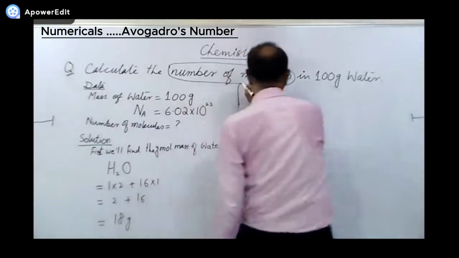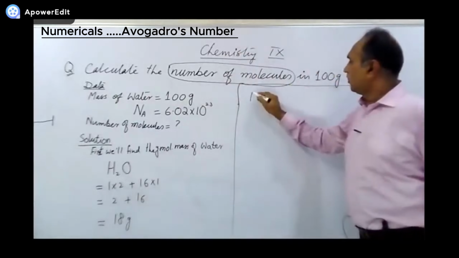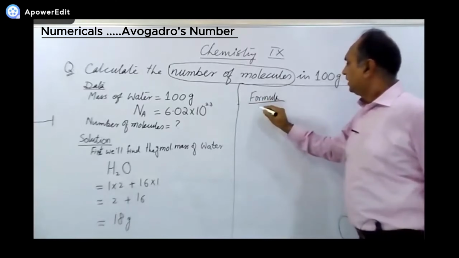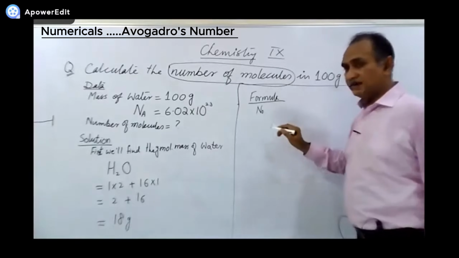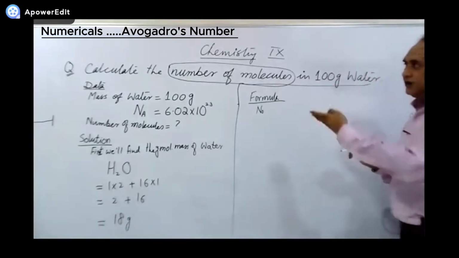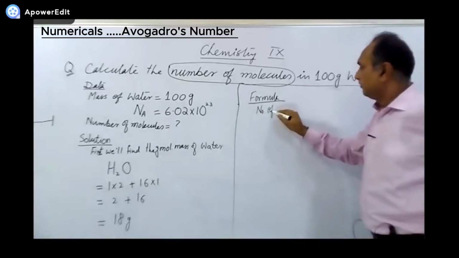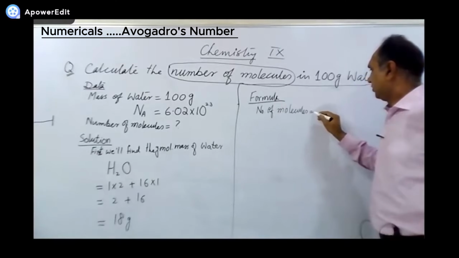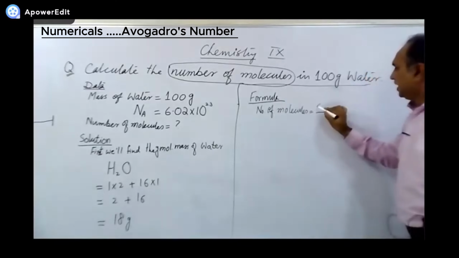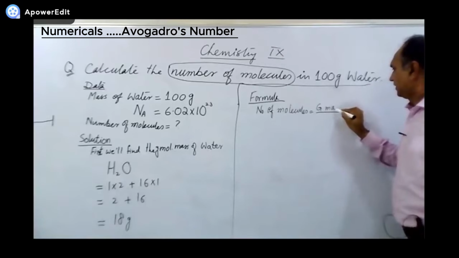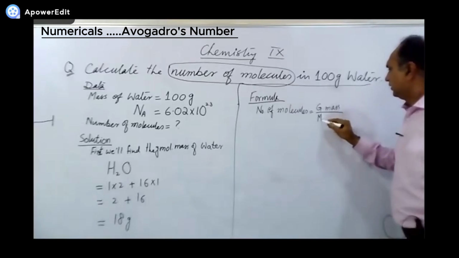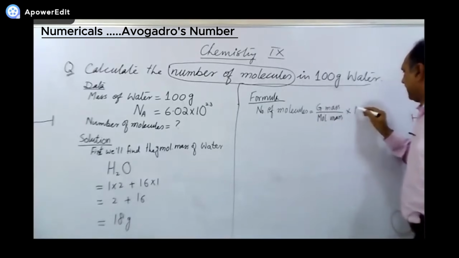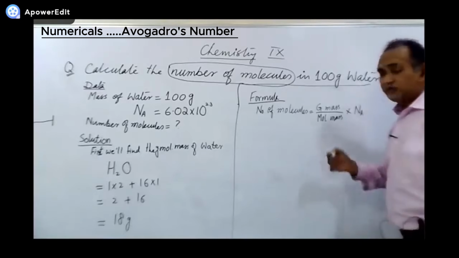Next. What is the formula? Just told you that number of particles. What kind of particles we have to find here? Number of molecules. That's why I write here number of molecules is equal to given mass upon molecular mass into Avogadro number.